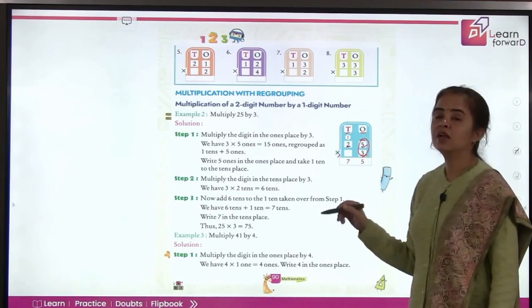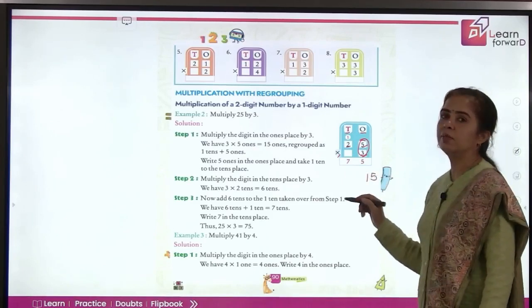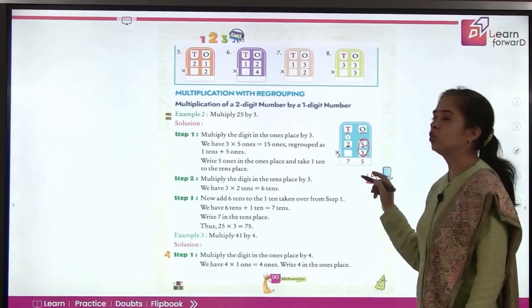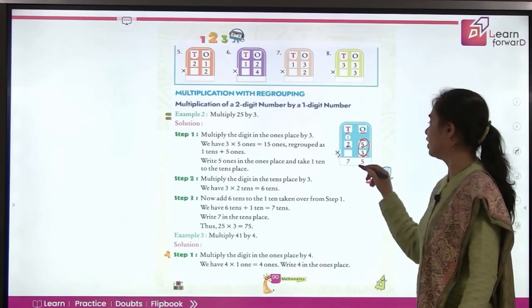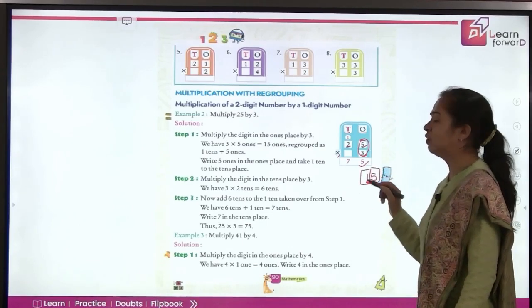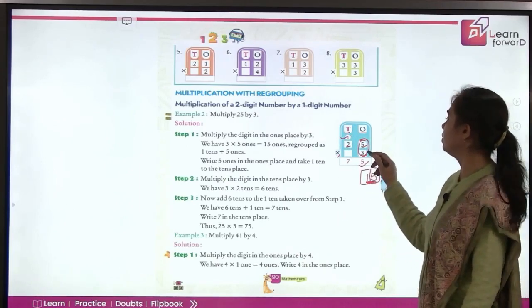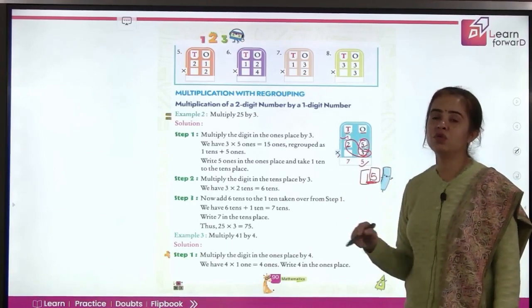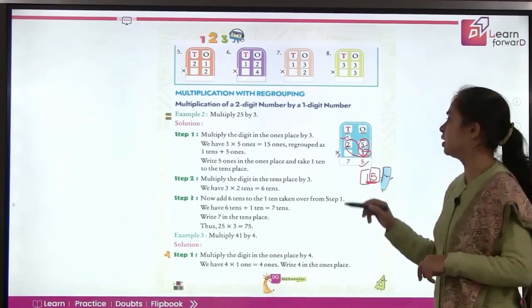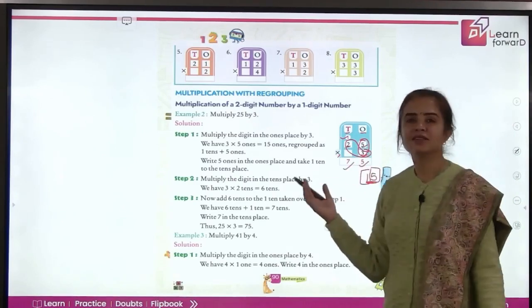3 fives are 15. Now see, 15 is a 2-digit number and 2 digits cannot occupy one place. So out of 15, we will write only 5 at the ones place. This 1 will go as a carryover at the tens place. Now multiply the tens digit. 3 twos are 6 and 1 carried over will be added after multiplication. So 3 times 2 is 6 plus 1 is 7. So your answer is 75.